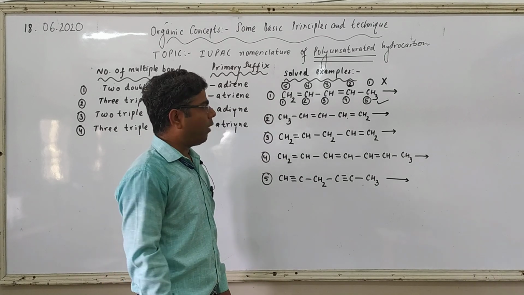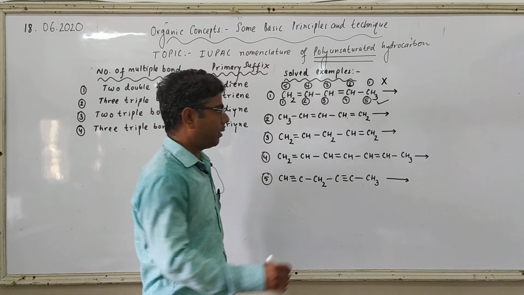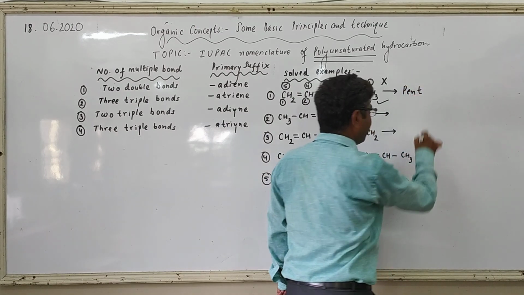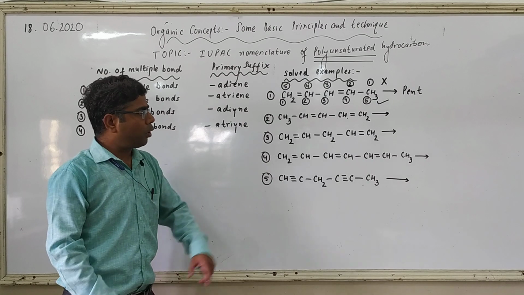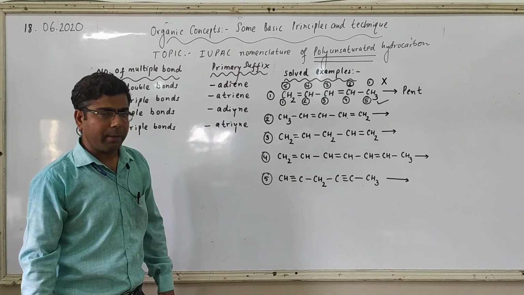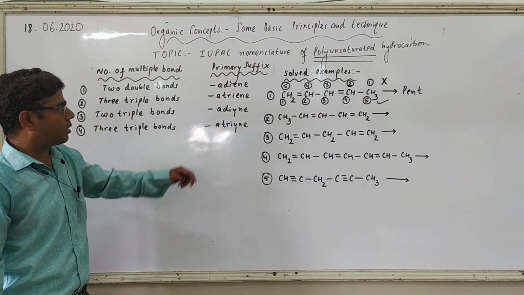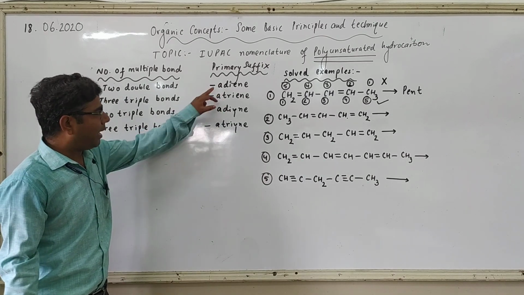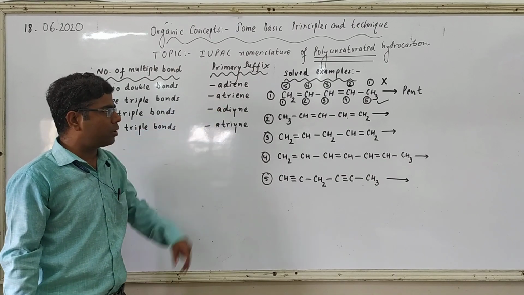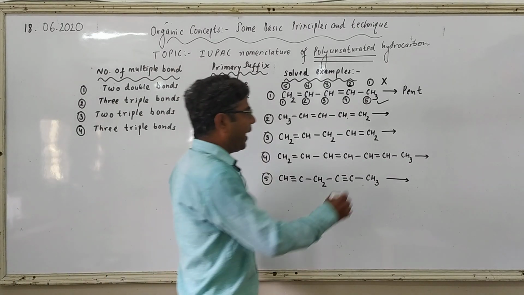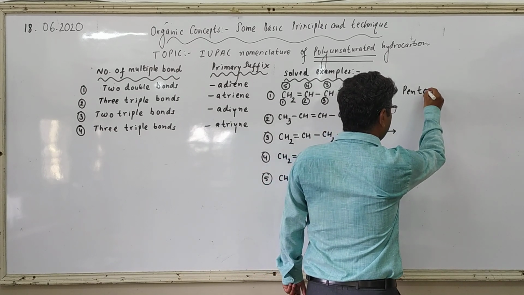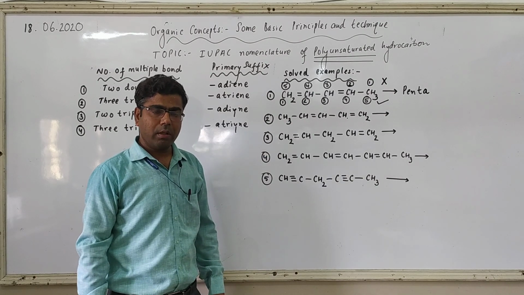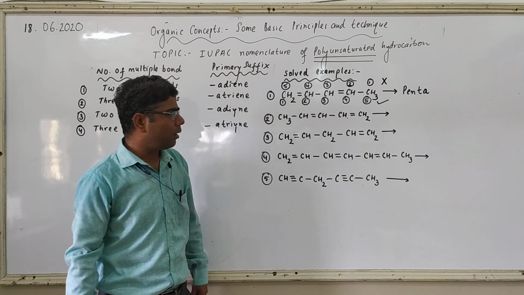The word root for 5 carbon atoms is pent. So here it is pent. Because two double bonds are there, the primary suffix used will be adiene. And I told you earlier also that the A of adiene will be used with the word root. So pent plus A becomes penta. So it's penta.